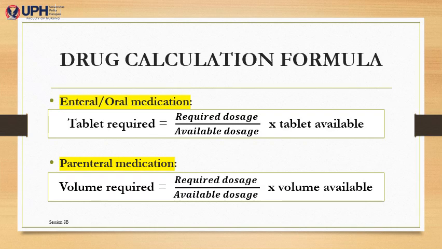Now we'll learn about drug calculation formula. So you'll learn through your tutor that you have the enteral and parenteral medication. So the enteral medication, it means a tablet: you have the required dosage divided with the available dosage times the tablet available. And the same with parenteral medication. You have the volume required, you have the required dosage, and then you have the available dosage times with the volume available.